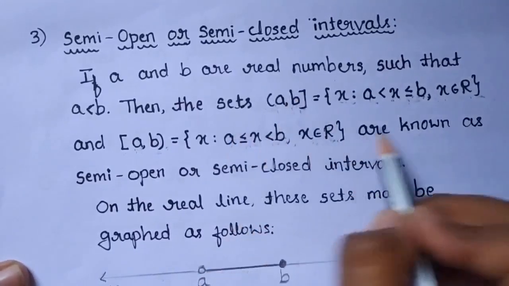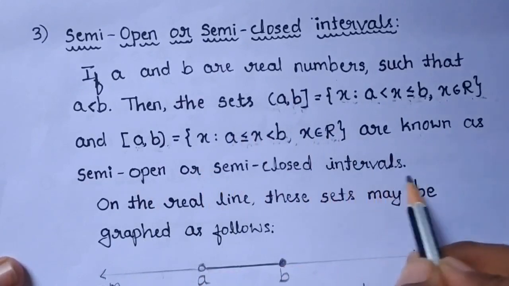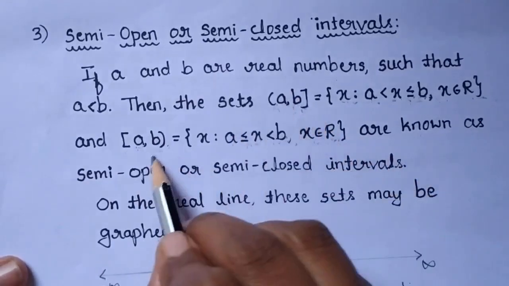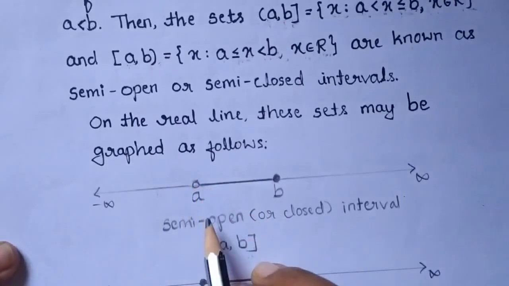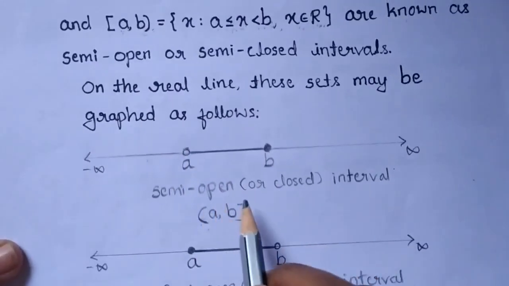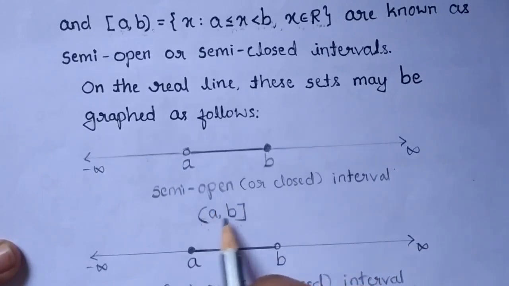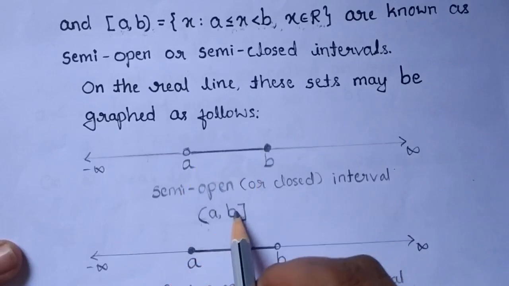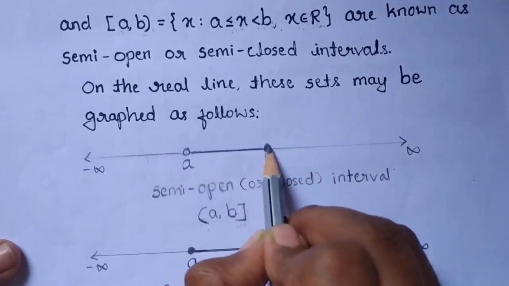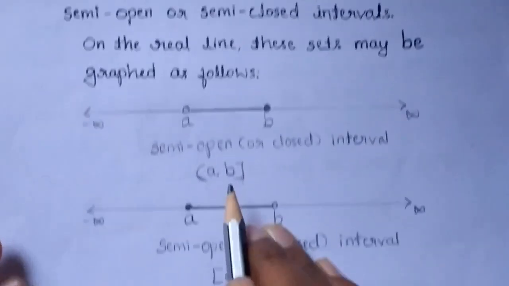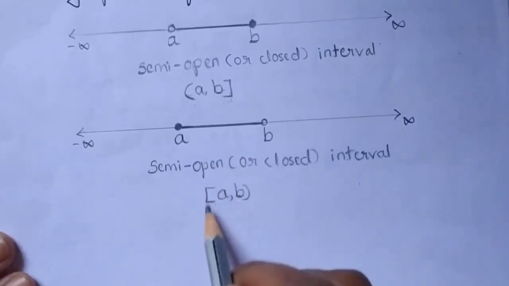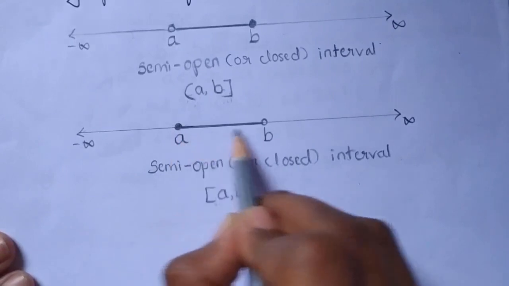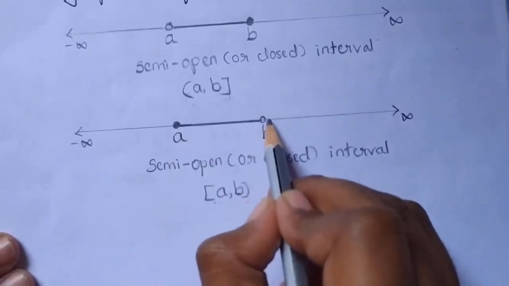These sets are known as semi-open or semi-closed intervals. We can call them either semi-open or semi-closed intervals. And on the real number line, for the first set a comma b closed towards b, darken the line, and b is included, so darken the circle at b and just draw a circle at a. For the next interval, a is included, closed towards a, so darken the circle at a, and b is not included, so just draw a circle at b.